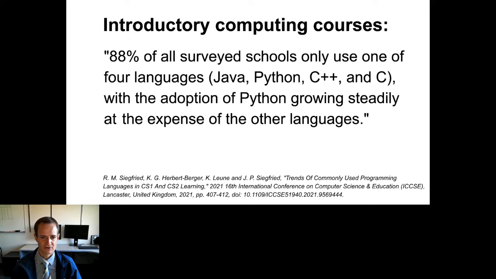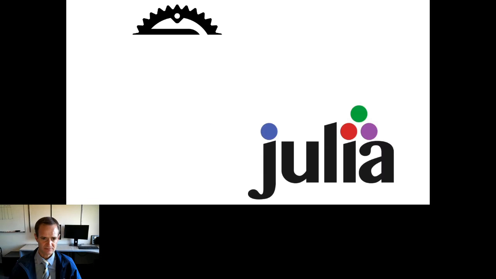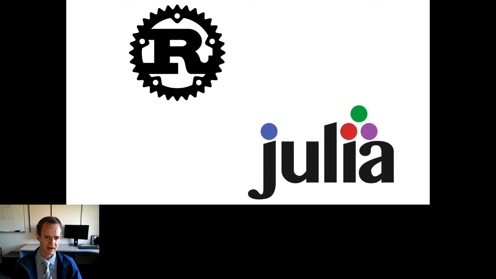The literature shows that in computing courses, and this is not specific to bioinformatics, 88% of all surveyed schools only use one of four languages: Java, Python, C++, and C. Python is growing rapidly, and some of these other languages are going down in popularity. Two languages that are becoming more popular in the biology community are Rust and Julia.